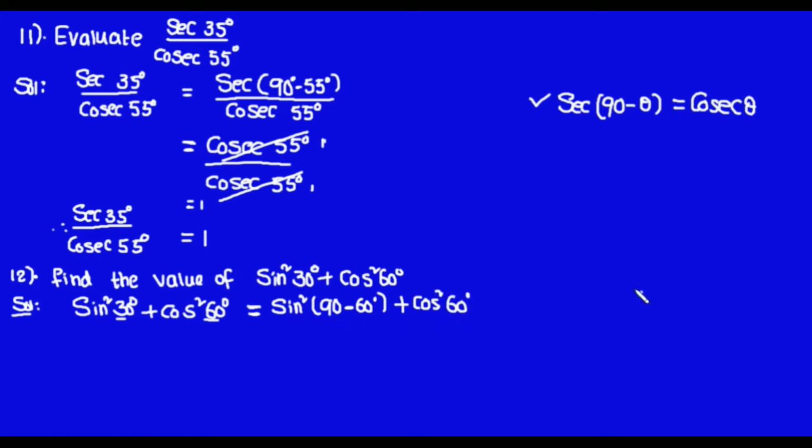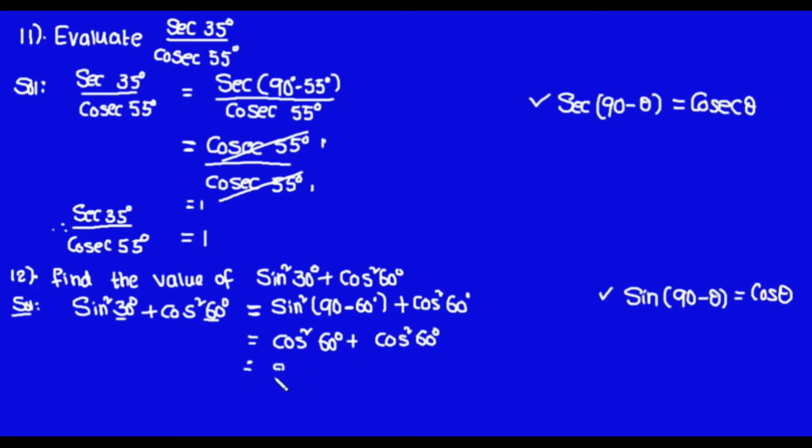We know that sin of 90 minus theta can be written as cos theta. So, sin square of 90 minus 60 can be written as cos square 60. The remaining part is cos square 60. By adding cos square 60, we will get 2 cos square 60 degrees. We know that cos 60 degrees value is 1 by 2. On substituting these values, we will get 2 multiplied by 1 by 2 whole square.